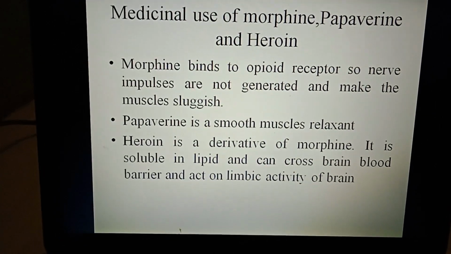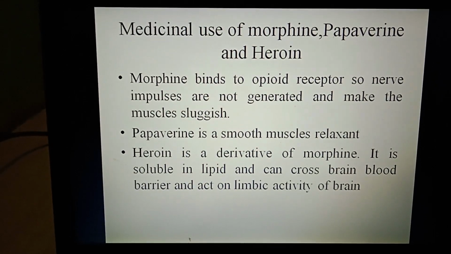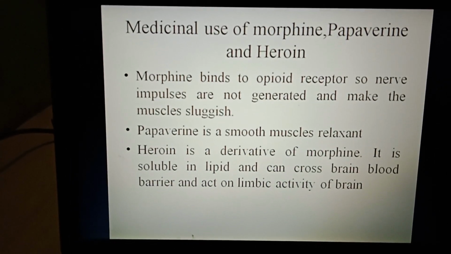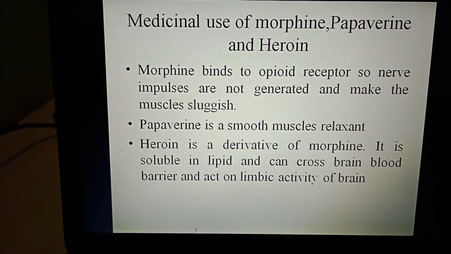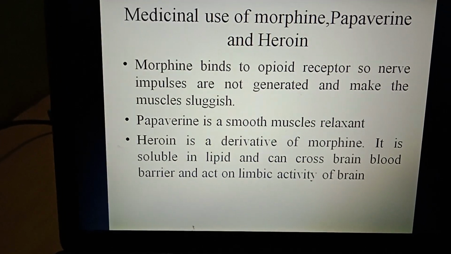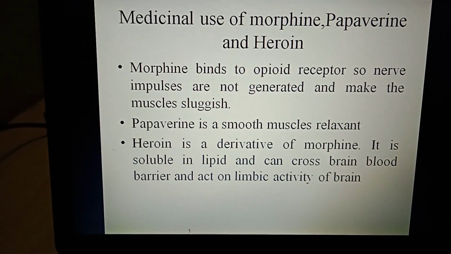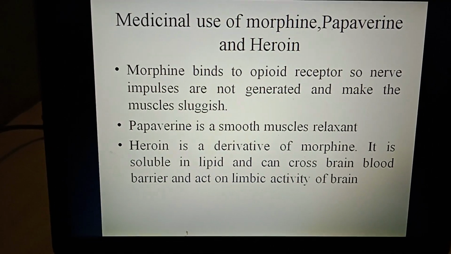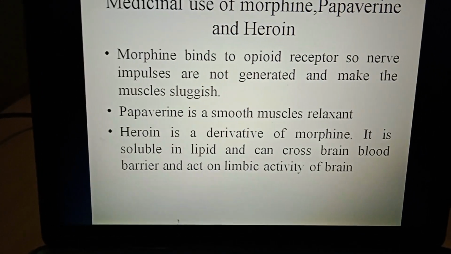And when we are dealing with heroin, it is the main derivative, you can say, which is derived from the morphine. The main difference between heroin and morphine is that morphine will not cross the blood-brain barrier, but heroin will cross it. As heroin is soluble in lipid and can cross the blood-brain barrier, it acts on the limbic activity of the brain.